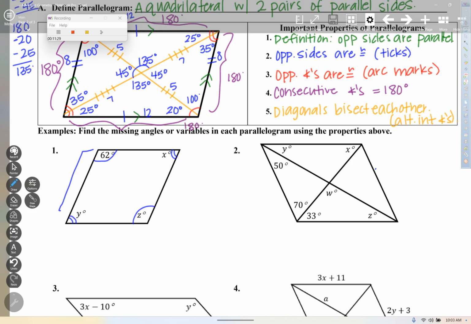Okay, the easy thing is that I should see that Z and 62 have the same marking, so I know it's 62 degrees. And then the second thing is, Y and 62 equal 180. So I could find Y by taking 180 minus 62, and I'm going to get 118 degrees. And then I see Y and X have the same arc mark, so I know they are equal, so that is 118 degrees. And then you're done. You're just filling out the picture for the variables that are missing.